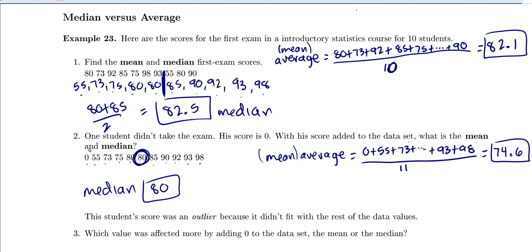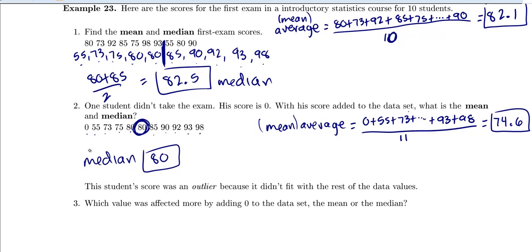Now this student's score of 0 was called an outlier because it didn't fit with the rest of the data values. 0 was a lot lower than the rest of the exam scores. So now I'm going to ask you which value is affected more by adding 0 to the data set, the mean or the median? Well, my mean went from 82 to 74. My median only went from 82 to 80. So the mean, or average, was affected much more than my median.